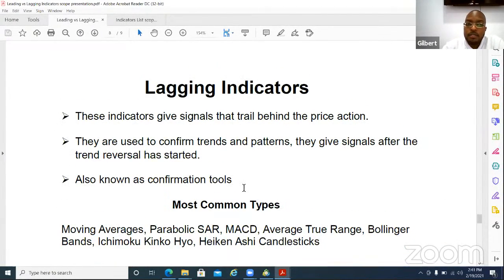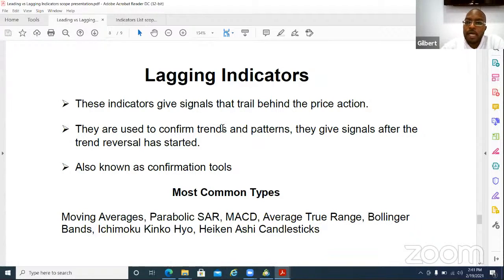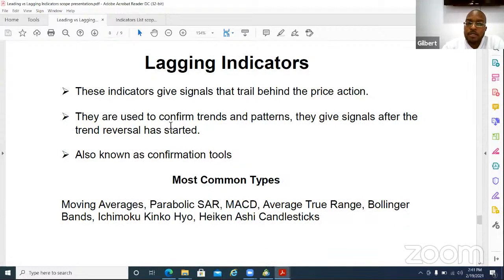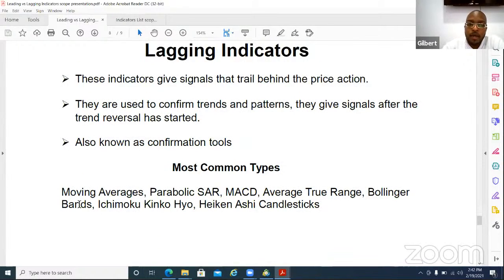What then are the lagging indicators? The lagging indicators are the ones that give signals that trail behind price action, and they are used as confirmation tools. So they are used to confirm trends and patterns, and they give signals after the trend has reversed, or once the new trend has begun its movement. The most common type of lagging indicators here are moving averages: the different types we mentioned, simple, exponential, smoothed, linear weighted. Then we also have parabolic SAR. There are some people who use parabolic SAR as a leading indicator, however it is generally classified as a lagging indicator. Here we also have our MACD as well, and the Bollinger Bands.